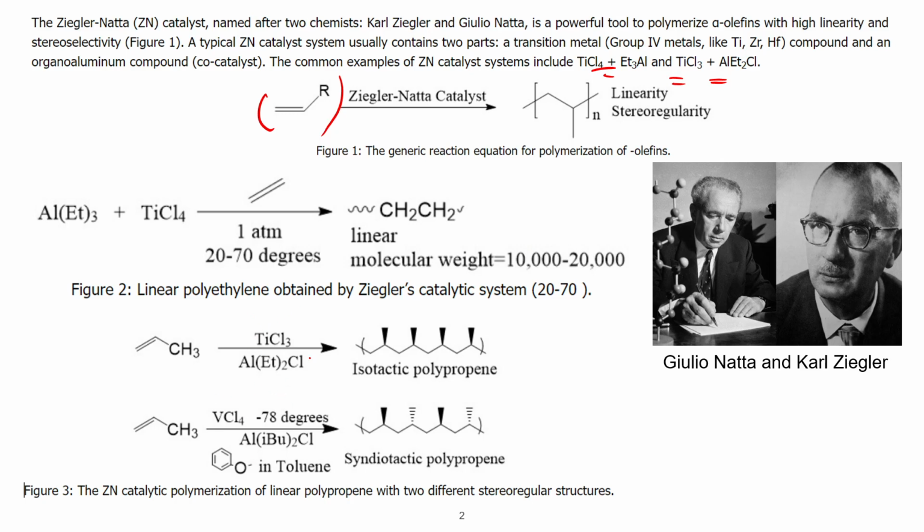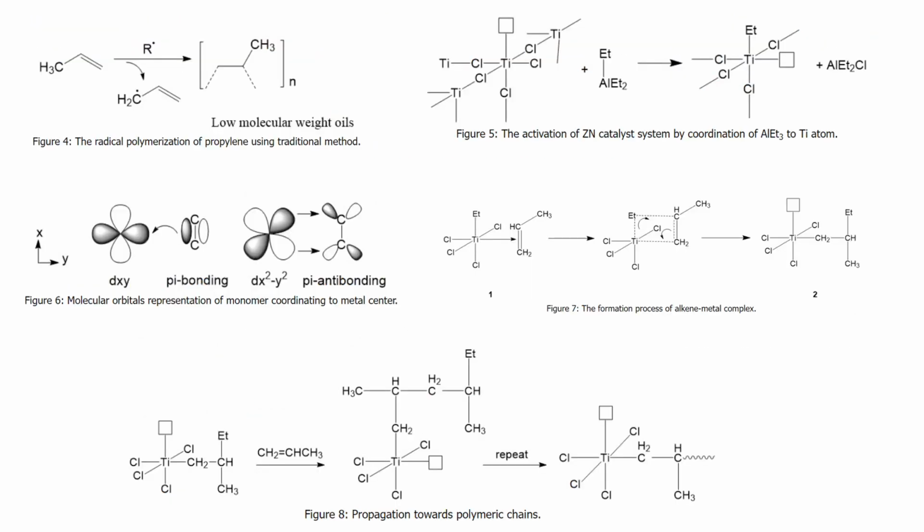These are two variants. If they want stereoselectivity, then to make isotactic polypropylene these two combinations are used, and when they want to make syndiotactic polymers, then vanadium-based reagents were used. That variation leads to different products.